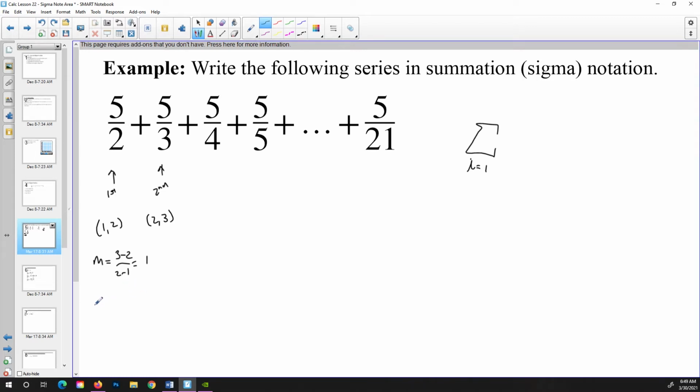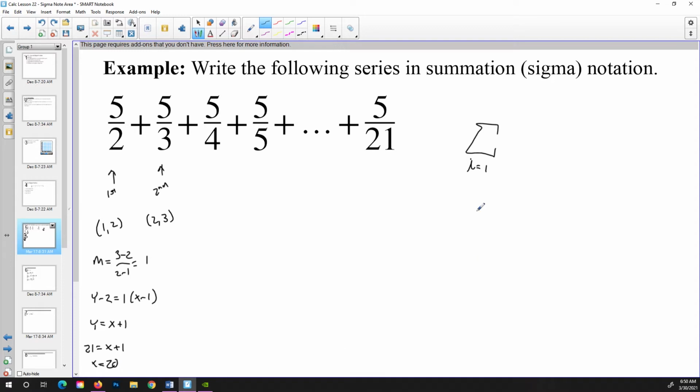Then I can use the point-slope formula: y minus 2 equals 1 times (x minus 1), and say that my final equation is just going to be x plus 1. So if I want to know how many terms are in this, I can say 21 equals x plus 1, and x is just equal to 20.